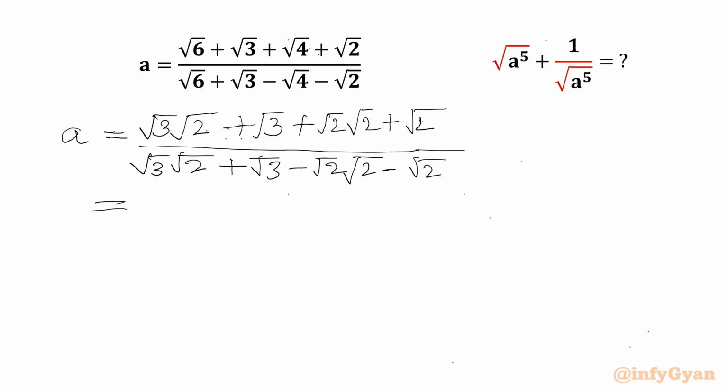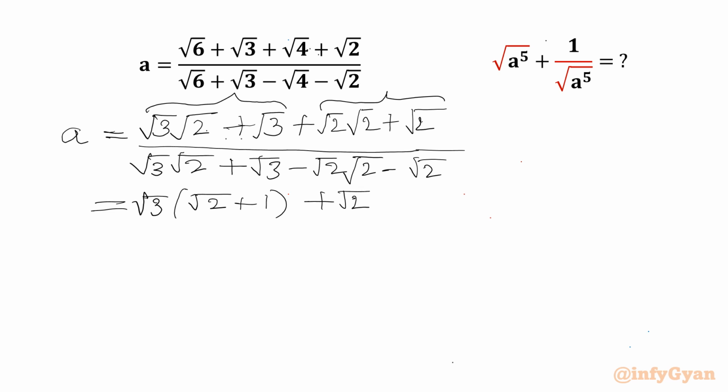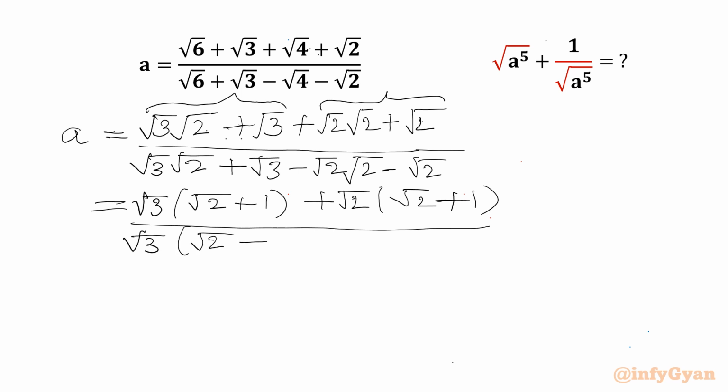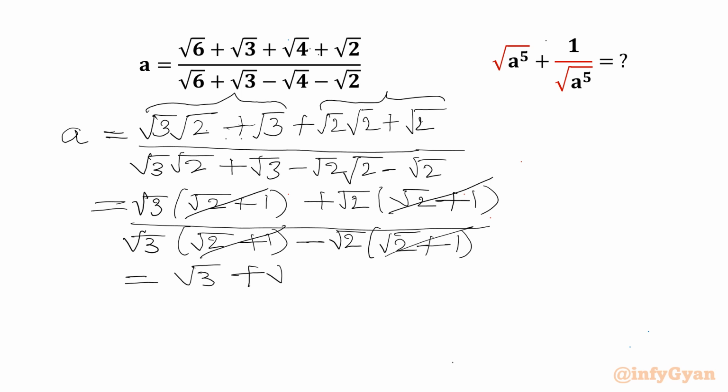Now let us take root 3 common from here, root 2 common from here. So I will write in bracket root 2 plus 1, and root 2 is common in bracket root 2 plus 1, over root 3 is common in bracket root 2 plus 1, minus root 2 is common root 2 plus 1. Now you can see from numerator and denominator we can take root 2 plus 1 common and it will get cancelled out. So we have root 3 plus root 2 over root 3 minus root 2.